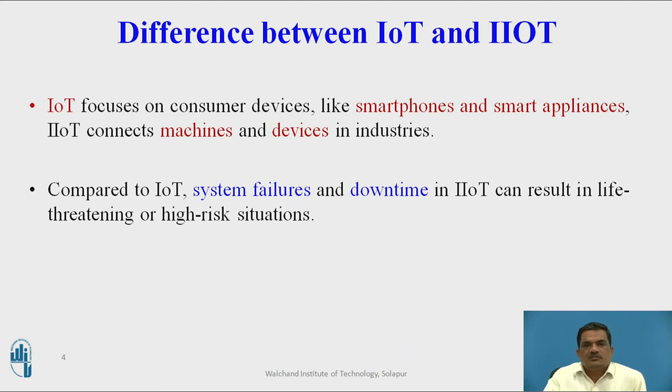Let us discuss the difference between industrial IoT and basic IoT. Basic IoT focuses on consumer devices like smartphones and smart appliances, but industrial IoT connects the machines and devices in industries. Hence, it makes devices and machines in an industry automated entities. Compared to basic IoT, system failures and downtime in industrial IoT can result in life-threatening or high-risk situations. Hence, the maintenance cost incurred in industrial IoT is higher compared to basic IoT.